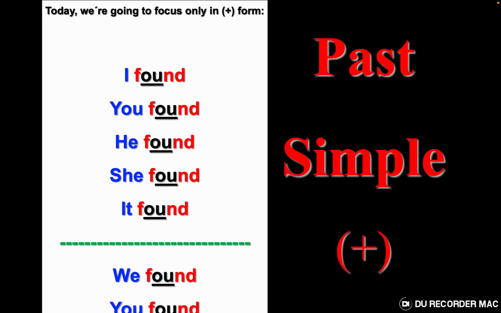Find. So we have I. We change it to two letters, O and U, and we pronounce it ow. Found. Some students pronounce it incorrectly. Let's say found with all the subject pronouns. I found. You found. He found. She found. It found. We found. They found. Let's continue.